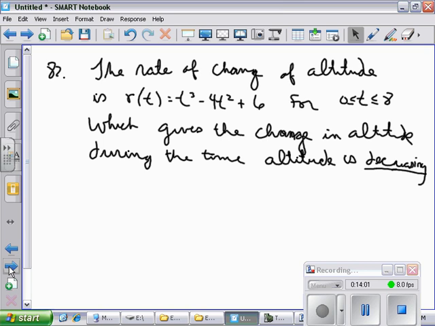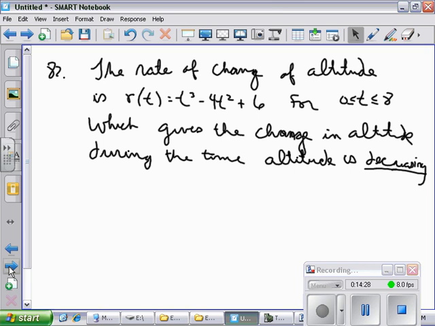82. They give you a function, the rate of change of the altitude is given by r of t equals t cubed minus 4t squared plus 6 for t between 0 and 8. They give us the units for that? No, they did not. Anyway, that's the rate at which the altitude is changing, which gives the change in altitude during the time the altitude is decreasing.